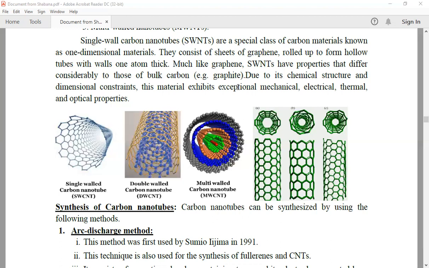Coming to the optical property, I already mentioned it has a very good optical property also. The optical property is due to the absorption, photoluminescence and Raman spectroscopy, which allow quick and reliable characterization of the nanotube quality in terms of non-tubular carbon content.